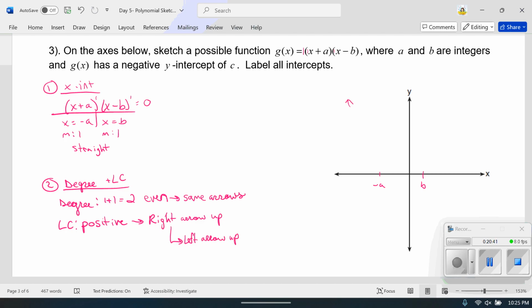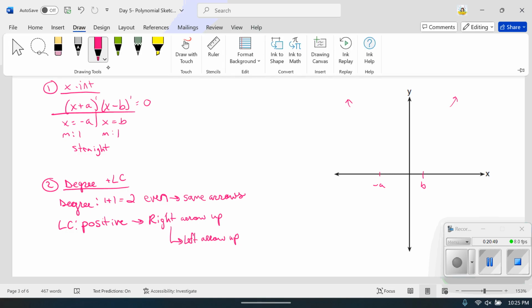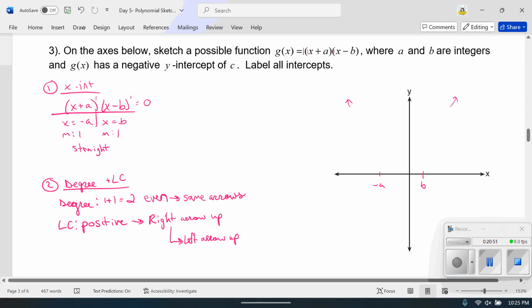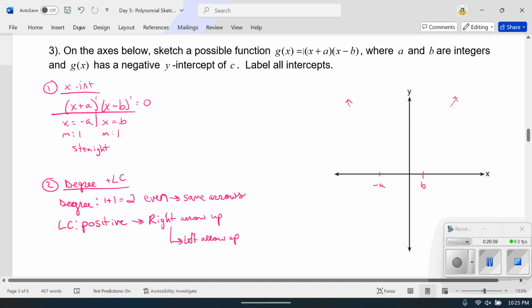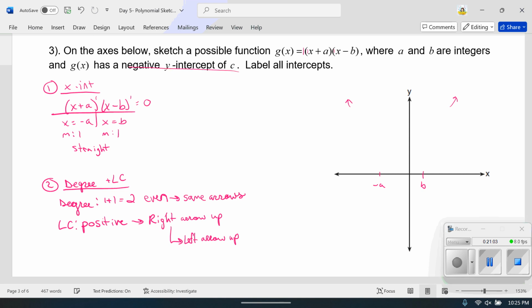So both my arrows go up. And guys, a degree 2 polynomial is a quadratic, or a parabola, however you like to name it. All you're going to do is reread the question really carefully to make sure if there's something missed. And I did miss something. It says you have a negative y-intercept of c.